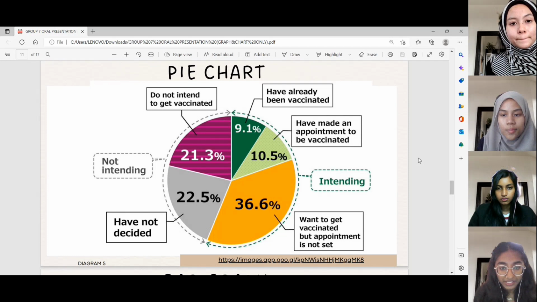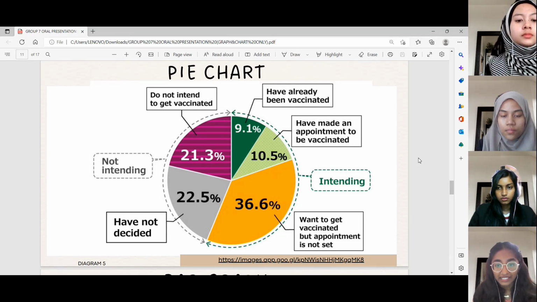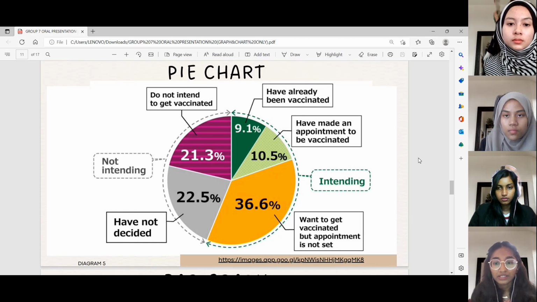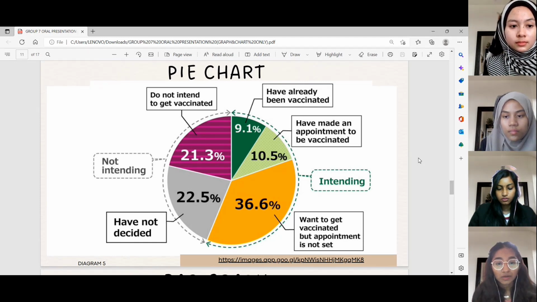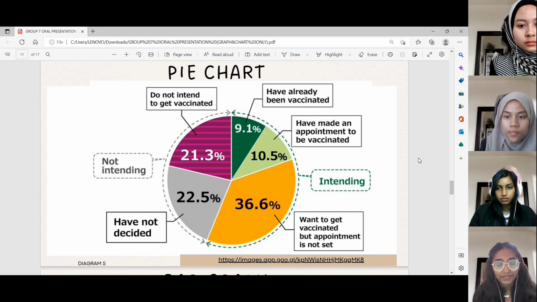As for my comparison, I would say that the people who do not intend to get vaccinated are fractionally lower than those who intend to get vaccinated. Next, the appointment that has not been set for those who want to get vaccinated is dramatically higher than the appointment that has already been set. Last, the percentage of those who have not decided to be vaccinated or not is marginally lower than those who have decided not to be vaccinated.